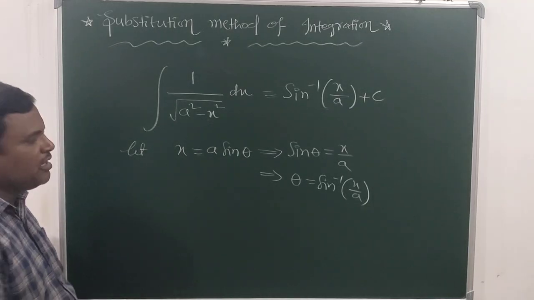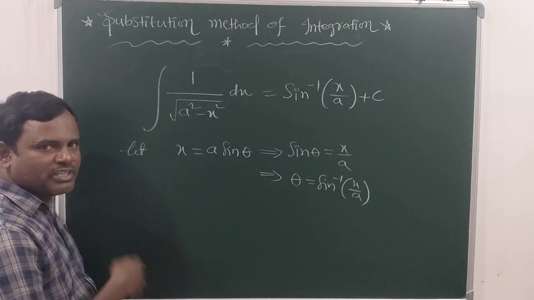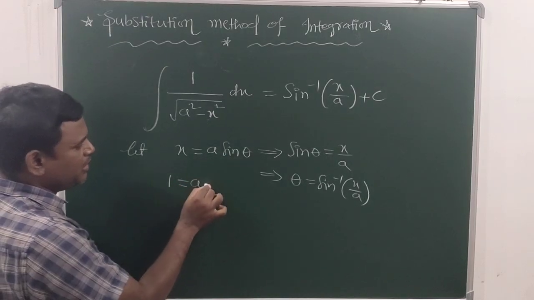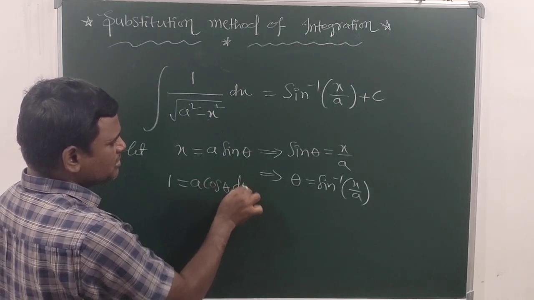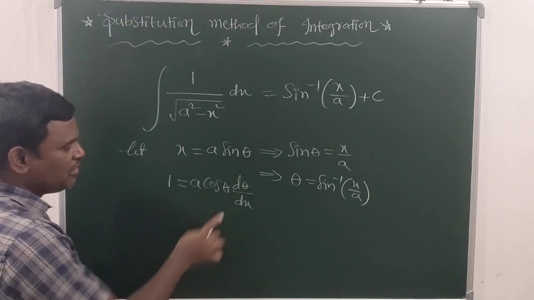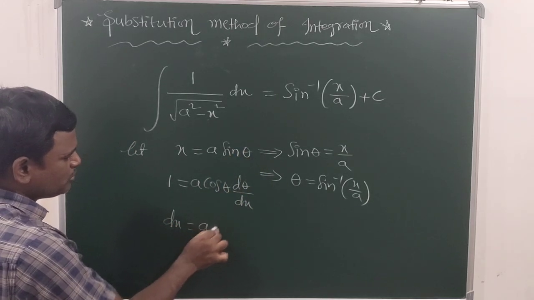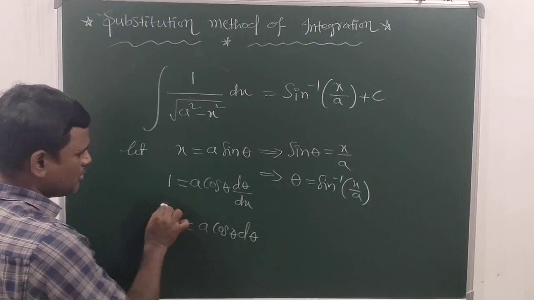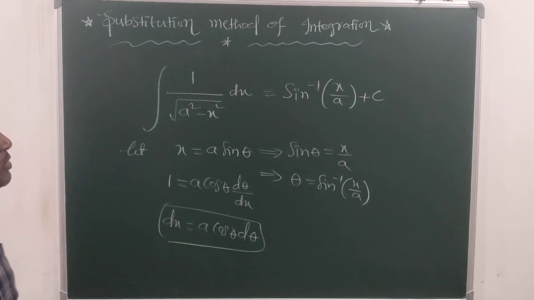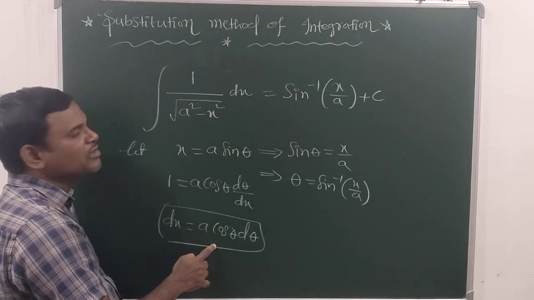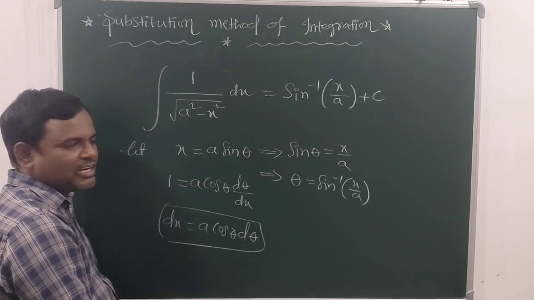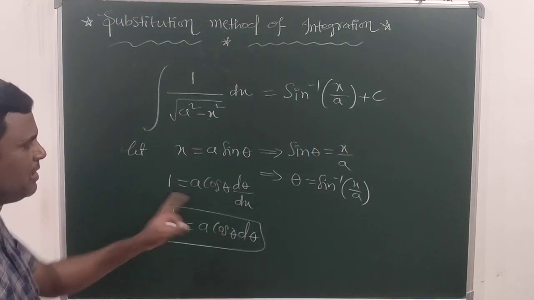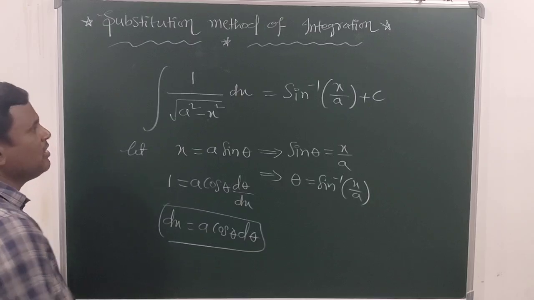Okay students, now do the derivative on both sides with respect to x, so that here the x derivative is 1, a into sin theta, derivative cos theta, d theta by dx. Now make dx the subject, so that you will get a cos theta d theta. So in the place of dx write this value. After getting the result, at the end in the place of theta write sin inverse of x by a. Keep it aside.